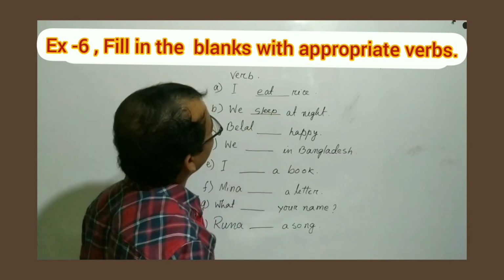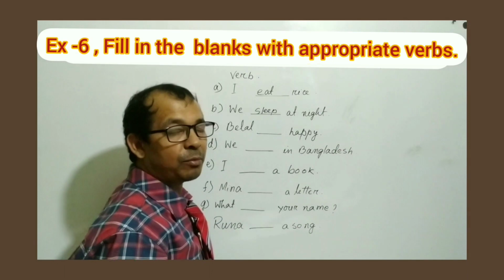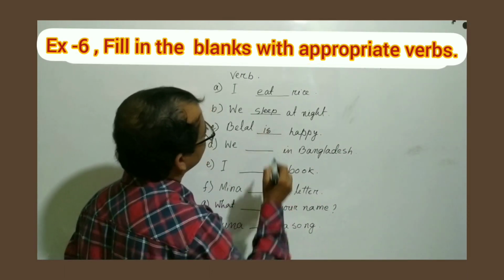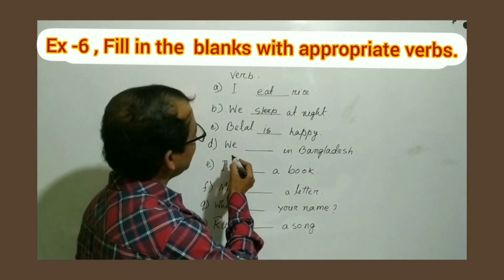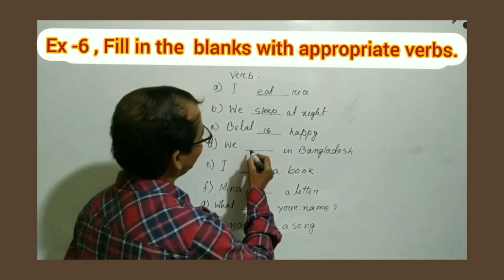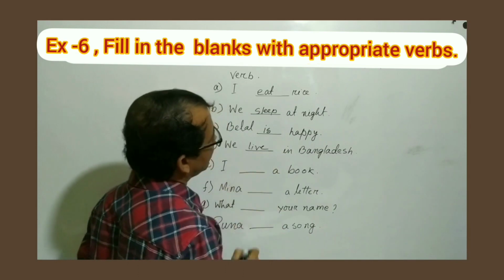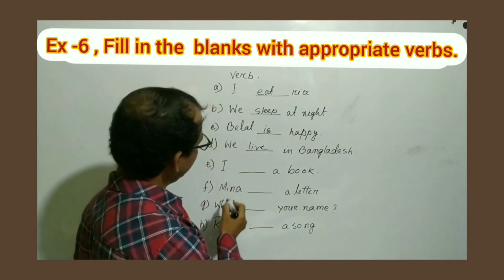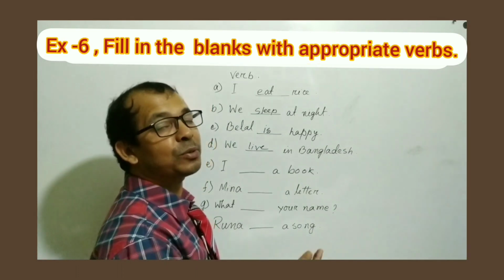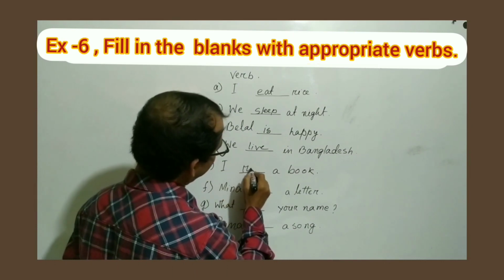We sleep at night. Bilal dash happy. What verb can we write here? Yes, is. Bilal is happy. We dash in Bangladesh. What verb? Yes, we live in Bangladesh. And I dash a book. What do we do with a book? Yes, my dear student, we read a book.